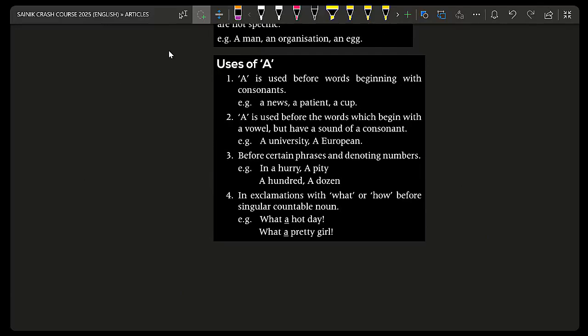Consonant, basically beginning with consonant sounds, other than vowel sounds. "A" is used before the words which begin with a vowel letter but have the sound of a consonant. So the same thing that I'm saying.